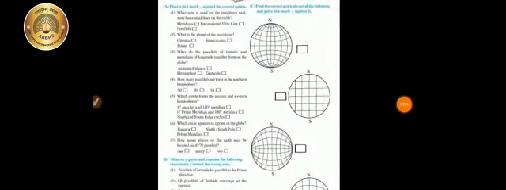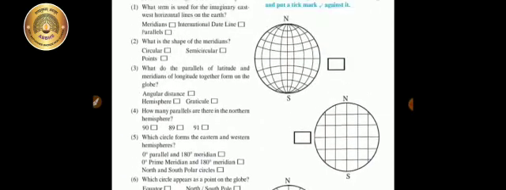We'll look at the exercises of this lesson. Question number 1a. Place a tick mark against the correct options. Question number 2. Observe the globe and examine the following statements. Correct the wrong ones. And question C. Find the correct graticule out of the following and put a tick mark against it. This exercise you are going to do on your own. Answer the following. Try to find out all these answers and post them on the group.